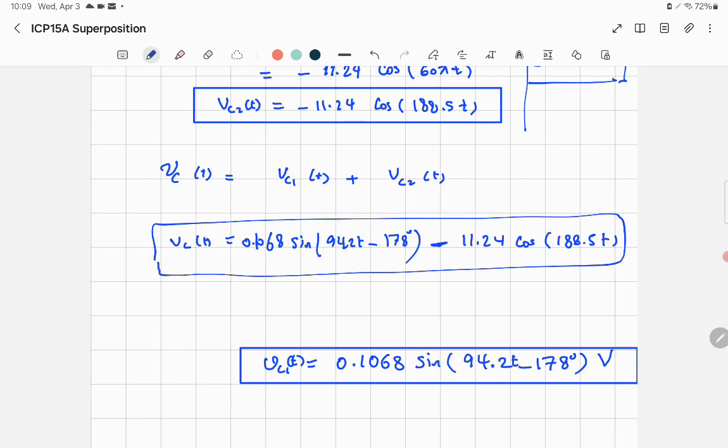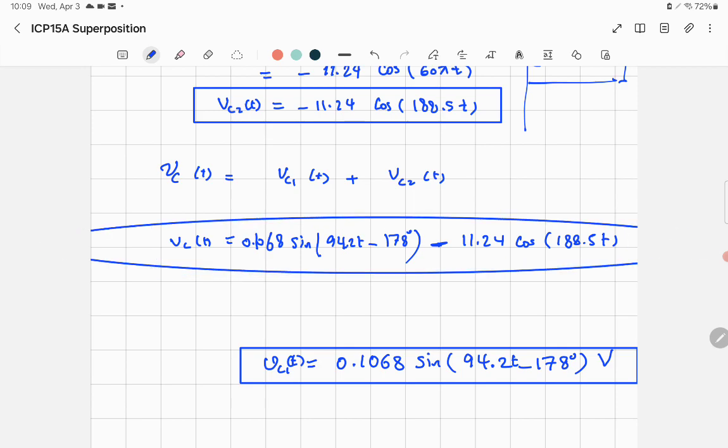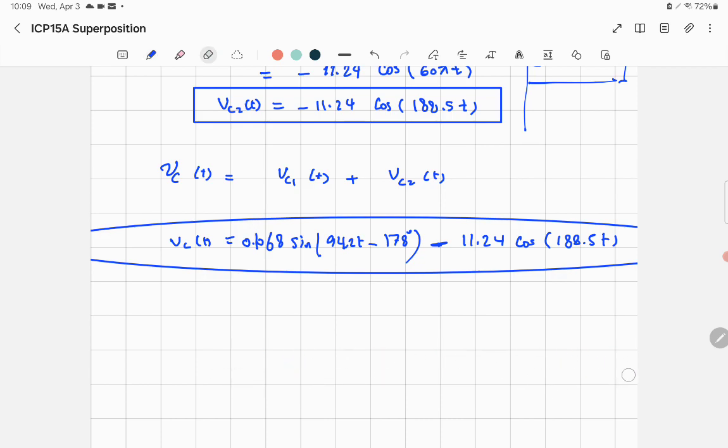Somebody asked me, can we get one value? No, no, no. They have two different frequencies. Two different frequencies, all right? So that will be the final answer for the total voltage, all right?